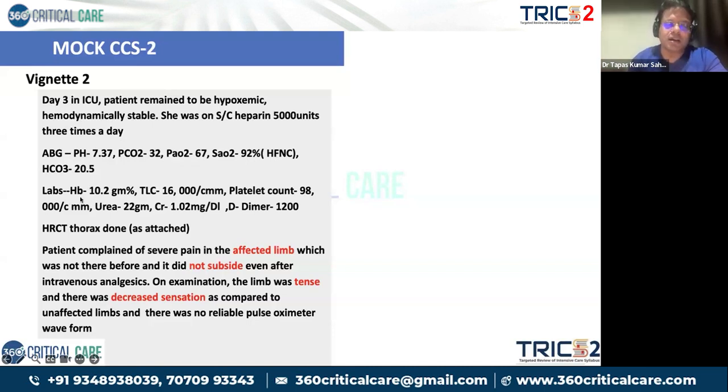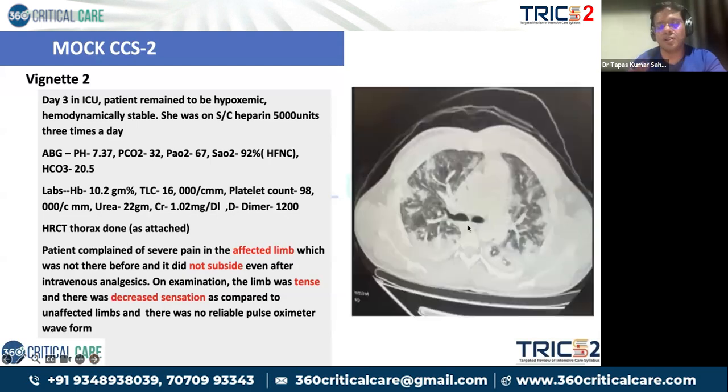The lab investigations at this point of time: hemoglobin 10.2, TLC 16,000, platelet 98,000, urea 22, creatinine 1.02, D-dimer 1200. Now the HRCT thorax has been done and you have the report or this film like this. Now suddenly what happened? The patient complained of severe pain in the affected limb which was not there before, and it did not subside even after giving IV analgesics, paracetamol with tramadol. On examination, the limb was tense and there was decreased sensation as compared to the unaffected limb. And surprisingly, there was no reliable pulse oximeter waveform also.